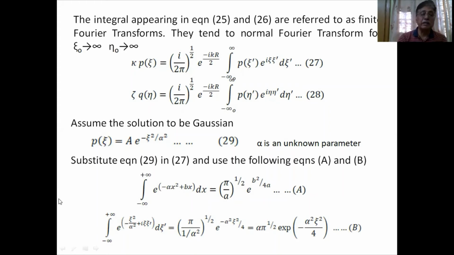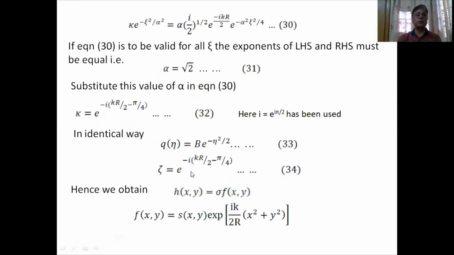Now we have standard integrals. Integral from minus infinity to plus infinity of exponential minus a x square plus b x, dx, is equal to pi by a power half exponential b square by 4a. We put all these values from here, and then we can get the expression. So put 29 in 27 and use the following standard integrals. And then what do we get?